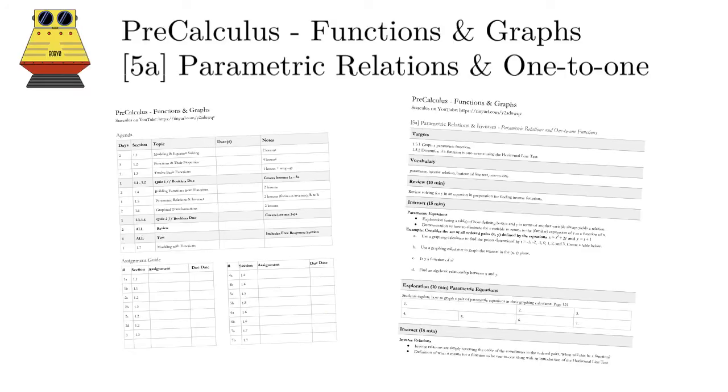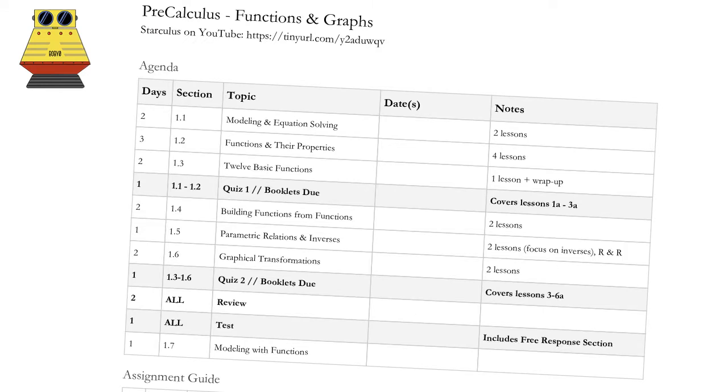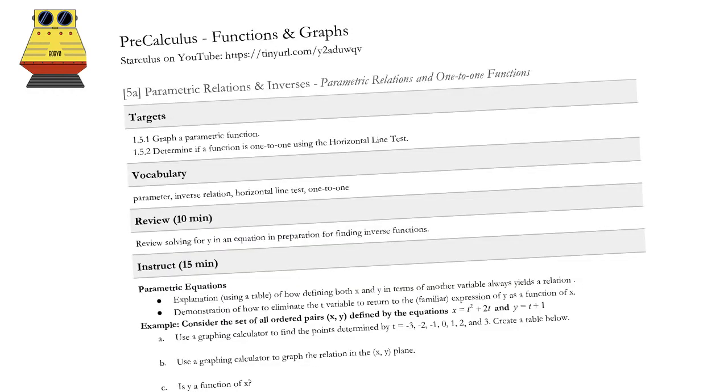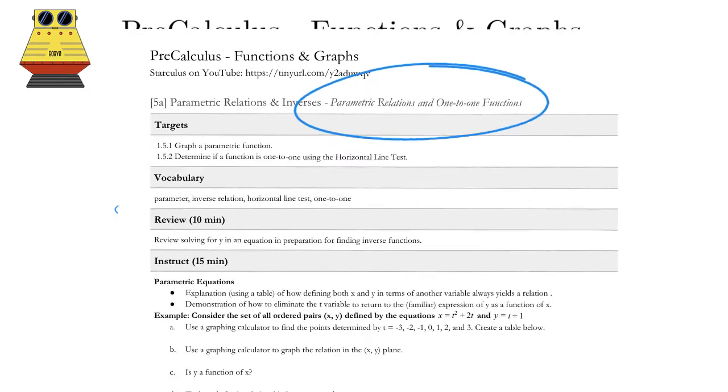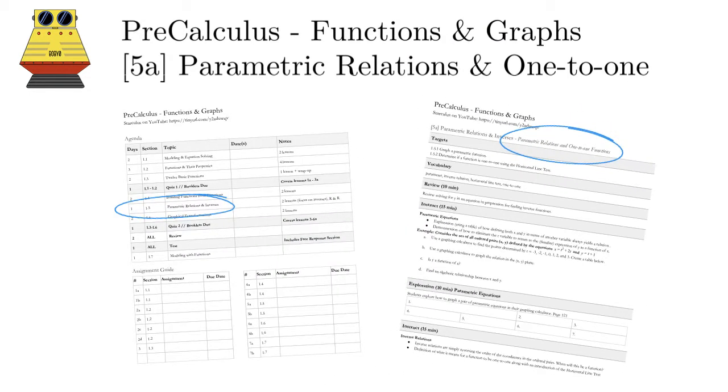This is Pre-Calculus, Functions and Graphs. I'm Mr. Stark. We're on topic 5, Parametric Relations and Inverses. There are 7 topics total in this unit. And this is lesson 5a, Parametric Relations and One-to-One Functions. This is the 10th lesson of the unit.